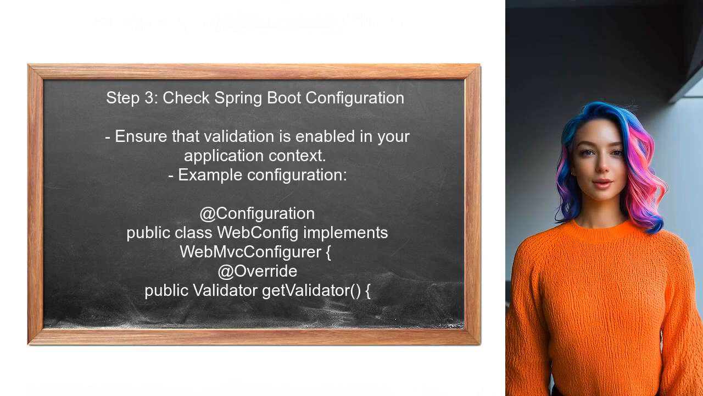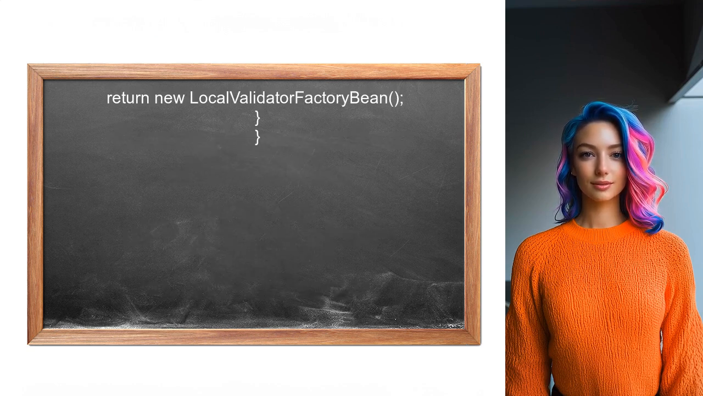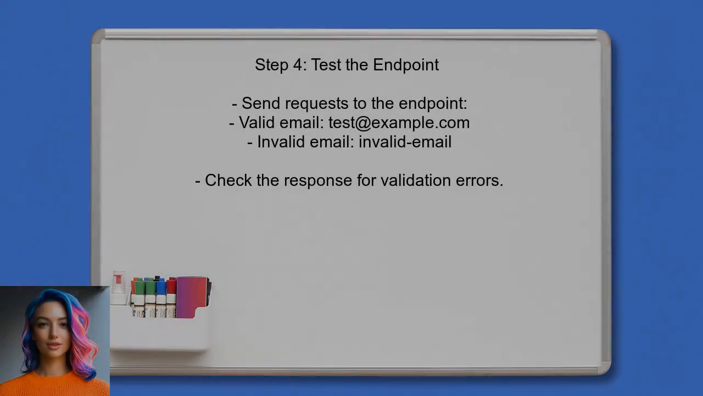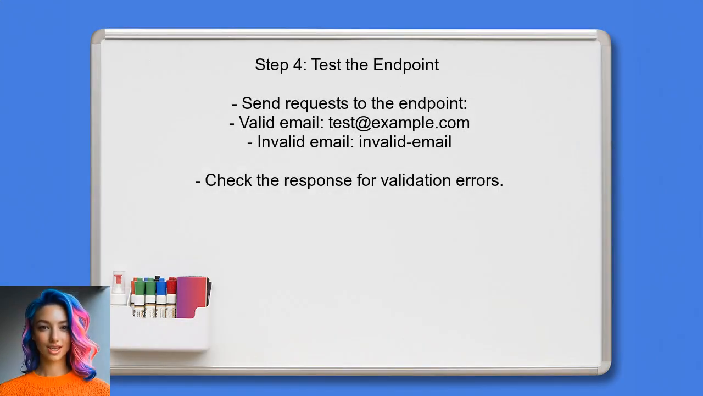After confirming the dependencies, the user should check the configuration of the Spring Boot application. They need to ensure that the validation is enabled in the application context. Finally, the user should test the endpoint to confirm that validation is working as expected. They can do this by sending requests with both valid and invalid email addresses.